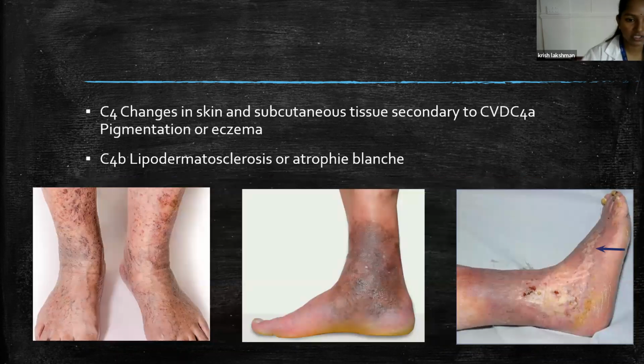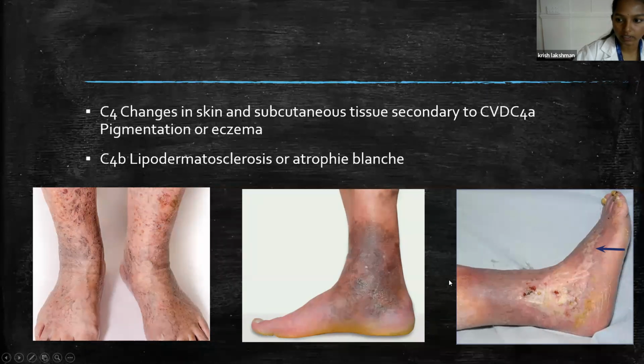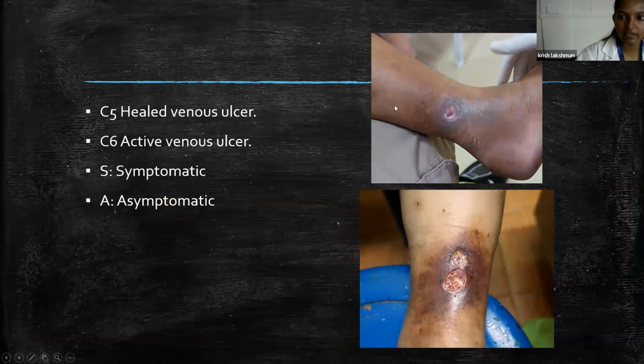So C4 is changes in the skin color, hyperpigmentation. This is due to deposition of hemosiderin. Lipodermatosclerosis occurs; this is C4b. C5 is a healed venous ulcer, and C6 is an active venous ulcer, which is a common complication of varicose veins. It could be either symptomatic or asymptomatic.